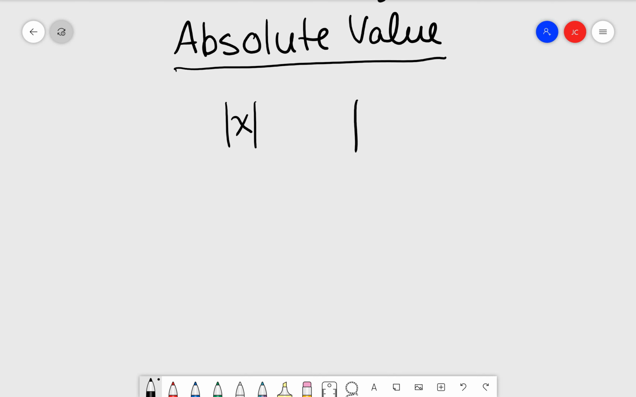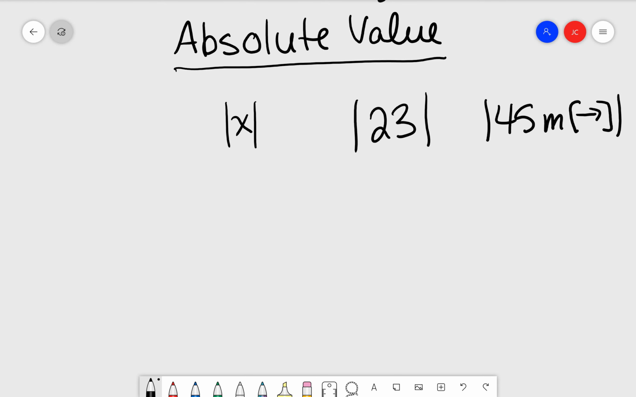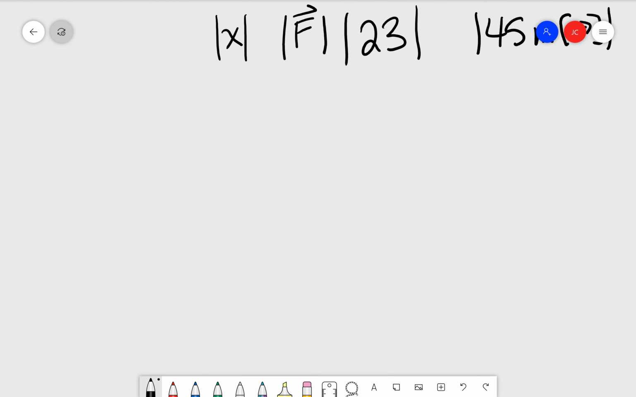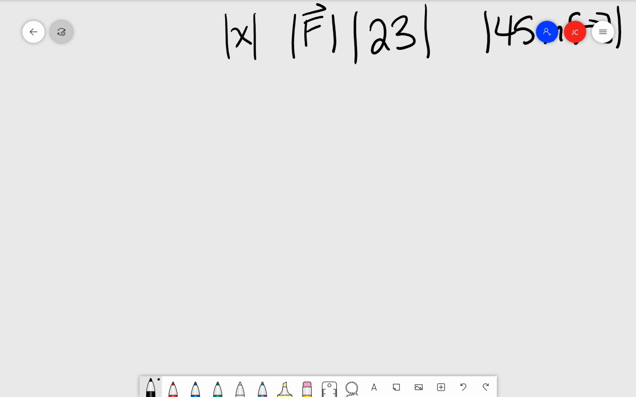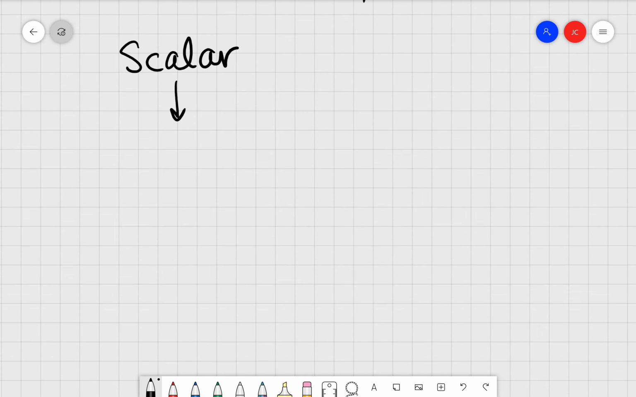That could be a scalar value, like a 23, or it could be a vector value, like 45 meters this direction. You might also see, obviously, the vector variables. So what do absolute values actually mean? Well, like I said, they mean different things for scalars and vectors. Scalar absolute values are just the positive value. So this is really simple.